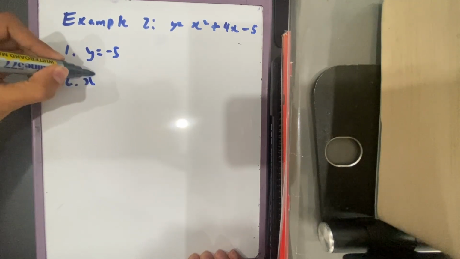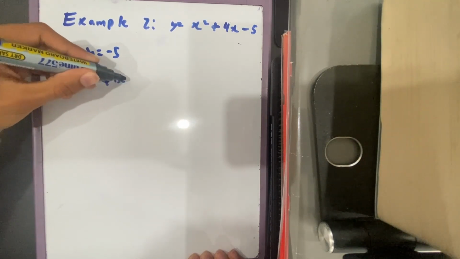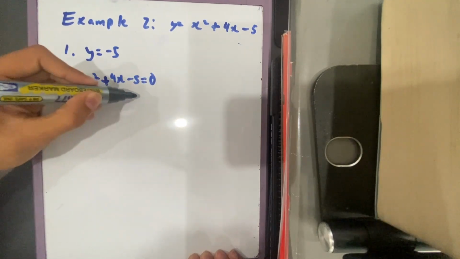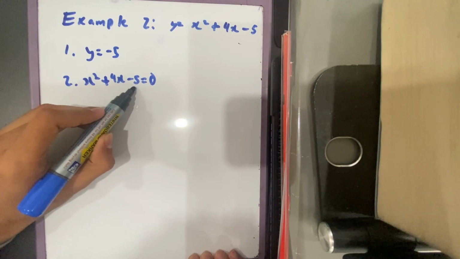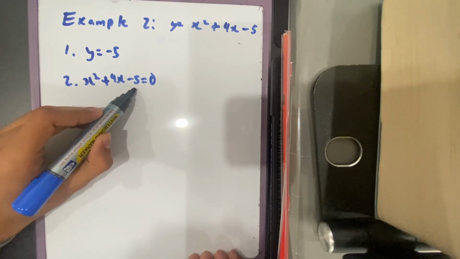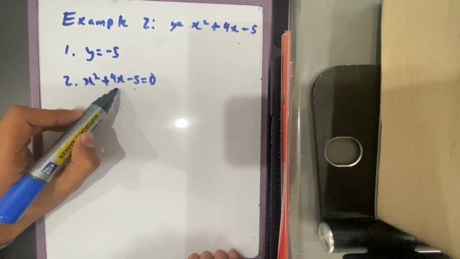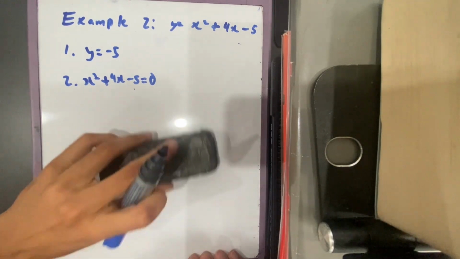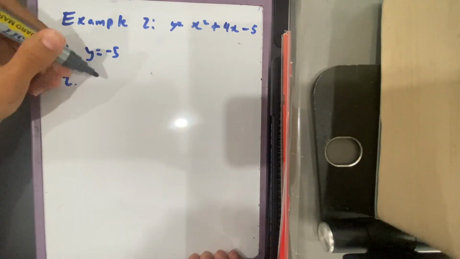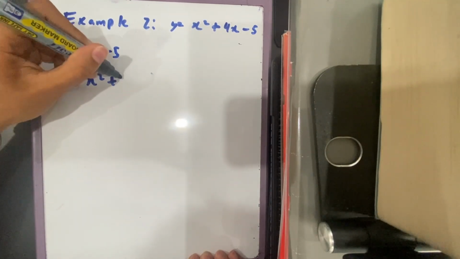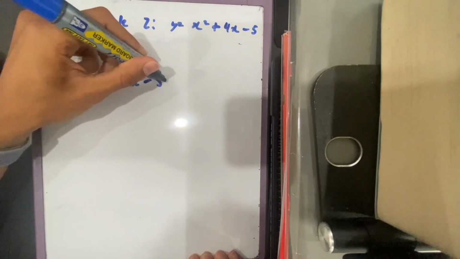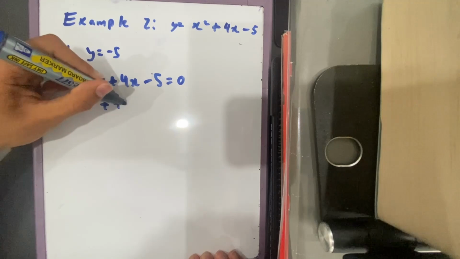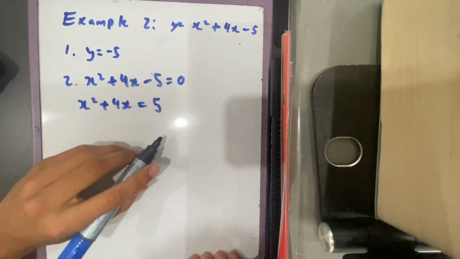So if we tried the normal way, just to factorize it, there is no way to factorize this. There's no factors of 5 that add to 4. So what we have to do is complete the square. So by doing this, put the 5 on the other side, like this.